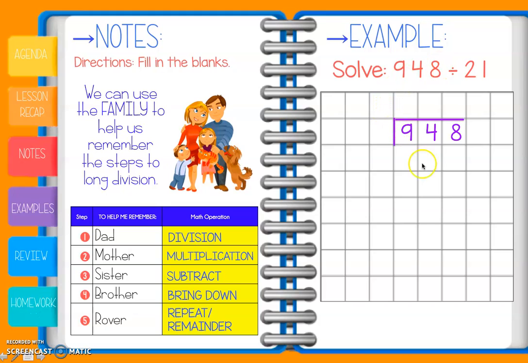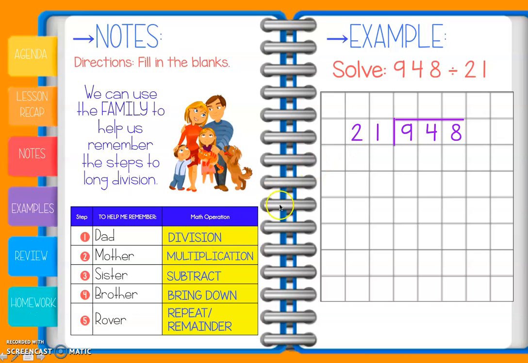Okay, and remember I talked about in class how graph paper can be super helpful because it keeps everything all nice and neat and lined up. I highly recommend that if you have graph paper at home, you do all of your long division problems on that graph paper. Okay, so we have our dividend 948 and we're dividing it by 21. So 21 is our divisor and it's going to go on the outside of our box. Okay, and now we're just going to follow the steps.